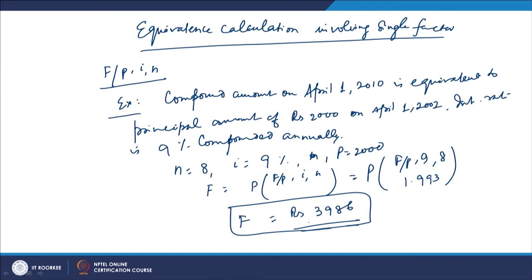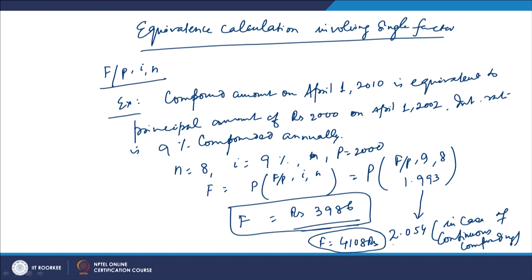Now this amount of F will change if one of these factors, like i or n, is changed. Suppose your interest rate is changed and you are told to find the amount if the interest is compounded continuously. In that case this factor will become 2.054 for continuous compounding. If you multiply, it will be something like 4108. So this amount will be 4108 rupees for the case of continuous compounding.